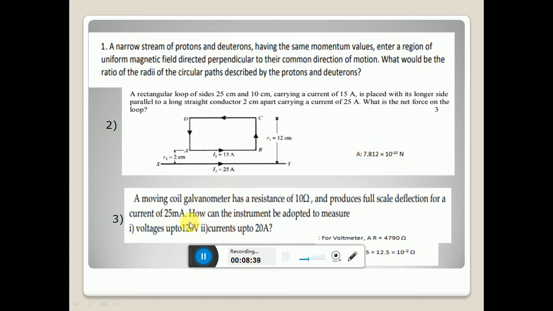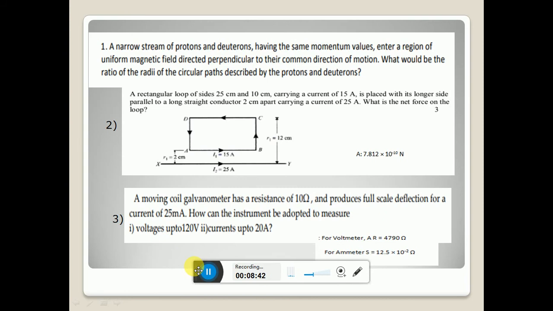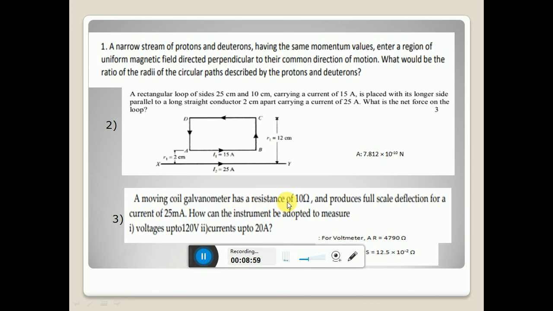Another one, a moving coil galvanometer has a resistance of 10 ohms and produces a full scale deflection at a current of 25 milliamperes. How can the instrument be adapted to measure voltage up to 120 volts and current up to 20 amperes? Here the resistance of the galvanometer is given as 10 ohms and the current flowing through the galvanometer is 25 milliamperes. So here Ig is 25 milliamperes and G, the galvanometer resistance, is 10 ohms.